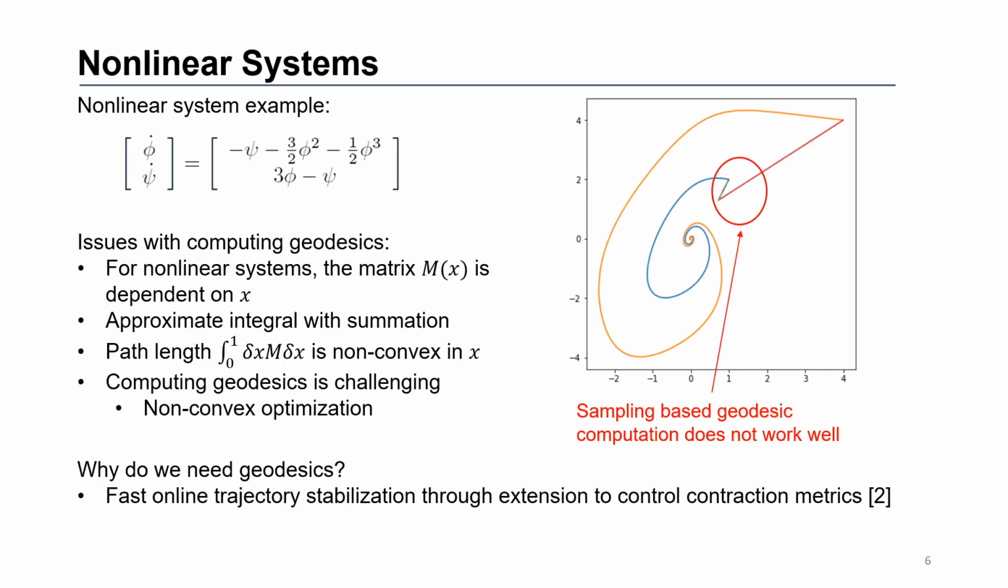For nonlinear systems, the stability analysis becomes more interesting yet more challenging because the matrix M(x) is now spatially varying. To compute the geodesic, which is the minimum length path connecting two trajectories, we need to first approximate the length integral with a summation and then solve a non-convex optimization problem. Because non-convex optimization does not guarantee a global minimum solution, finding a geodesic could be challenging, as shown in the figure as an example. If we can find an accurate representation of geodesics, that would enable us to do fast online trajectory stabilization through an extension to control contraction metrics.